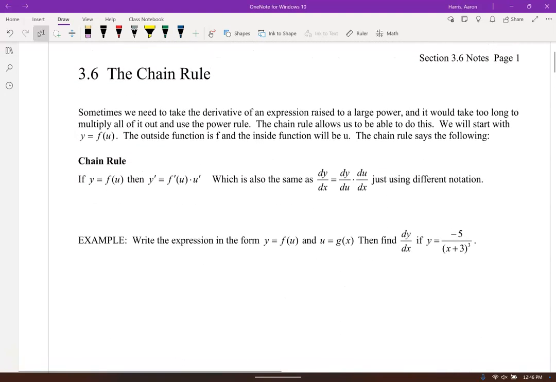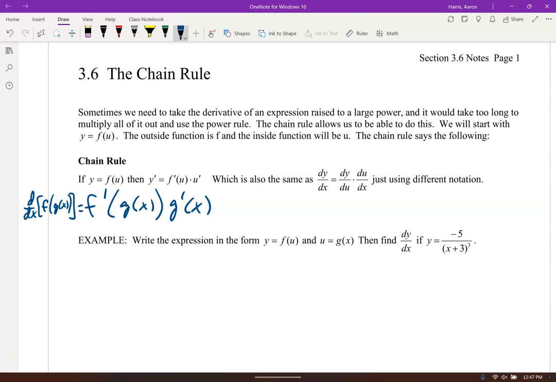Yes, we're gonna take a look at the chain rule. I like to write the chain rule as f prime of g of x times g prime of x, which is the derivative of f of g of x. That's my preferred notation there.